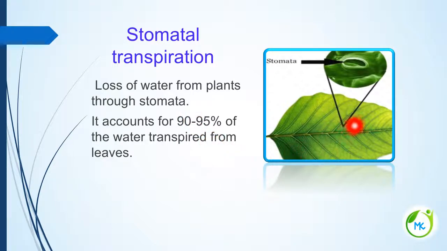So here in the picture, you can see the stomata is a tiny pore which is found in the undersurface of the leaf. The stomatal transpiration accounts for 90 to 95% of the water transpired from leaves, which means through the stomata, the plants lose 90 to 95% of water rather than through lenticular and cuticular transpiration.